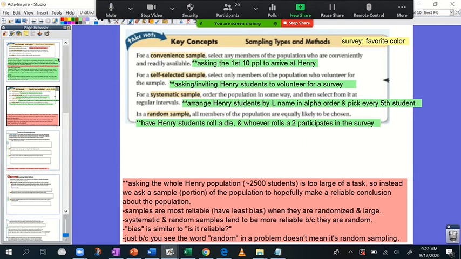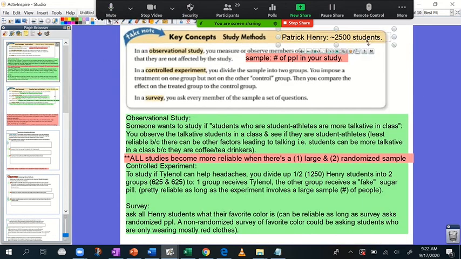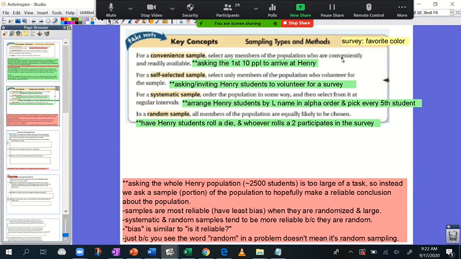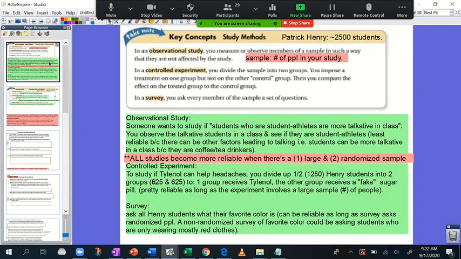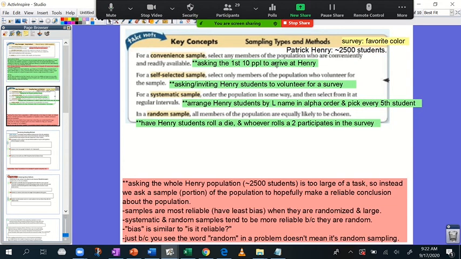So again, at Patrick Henry there are 2,500 students. Let's say you're trying to do a survey. Let's pick a survey from these study methods. Say you're asking them for their favorite color. There's 2,500 students. Now, folks, let's just keep it real. Who has the time to be asking 2,500 students this question? That's a lot of people to ask.